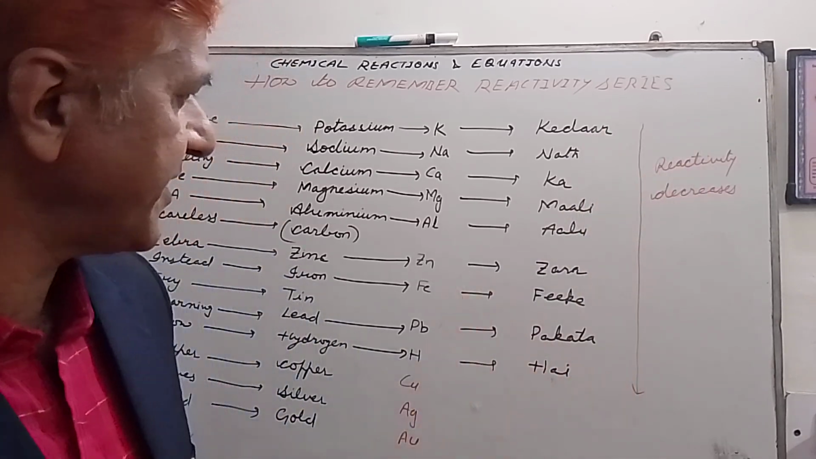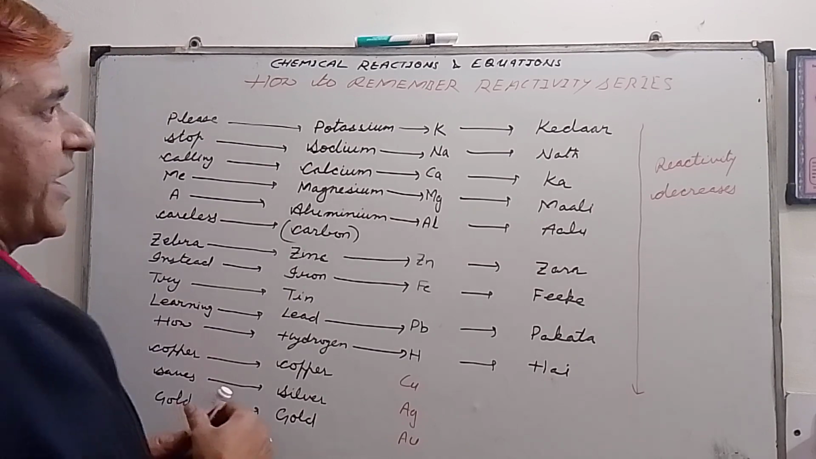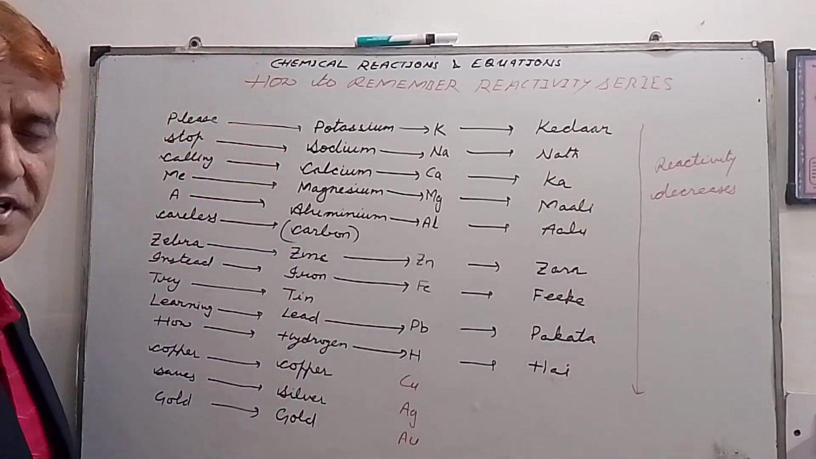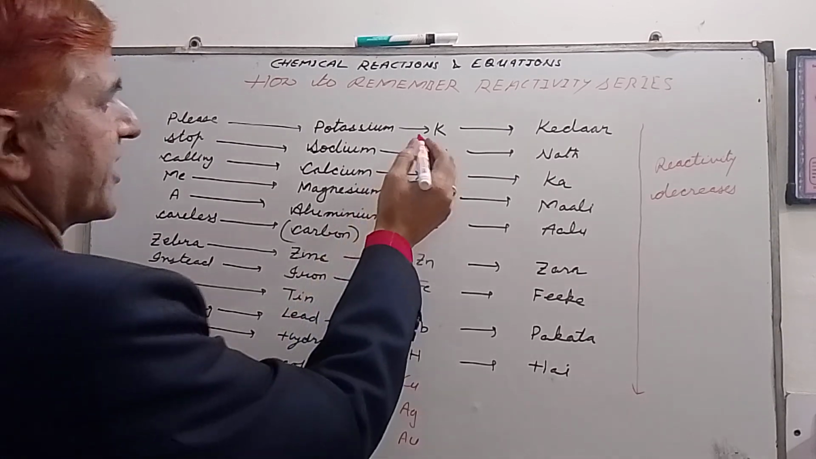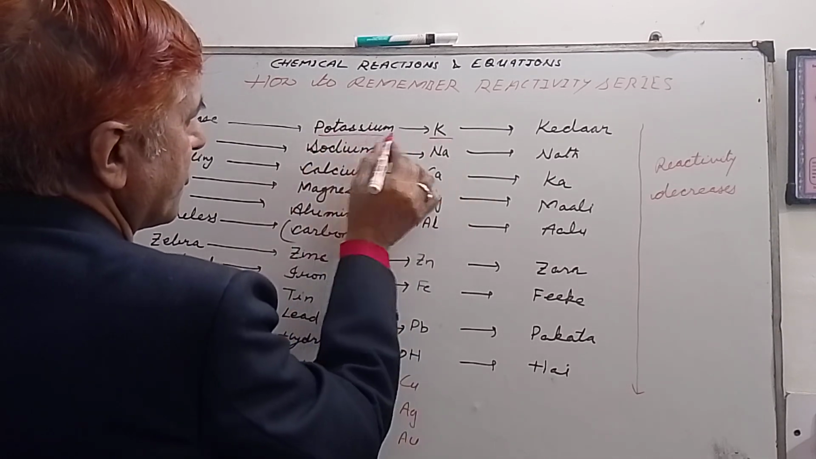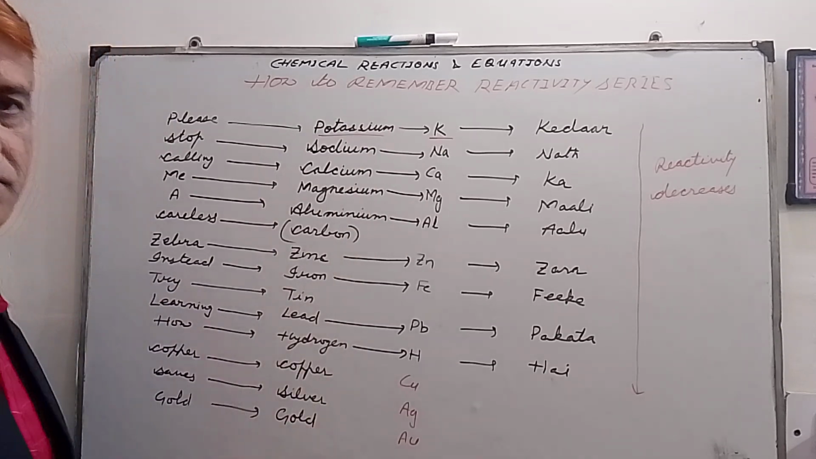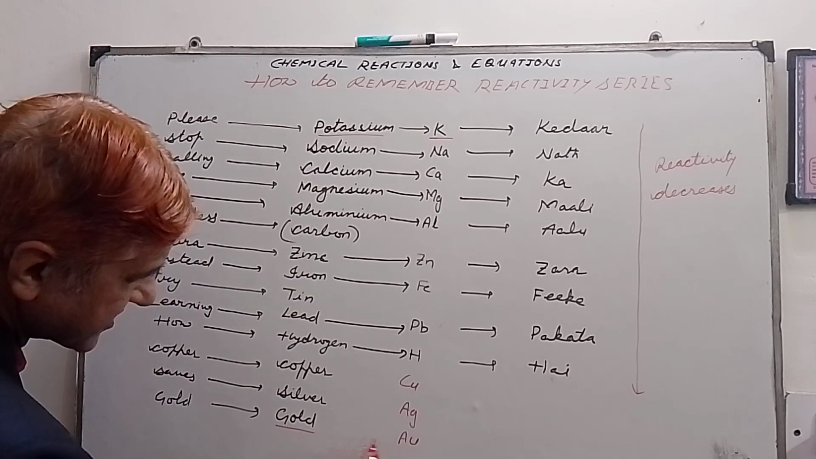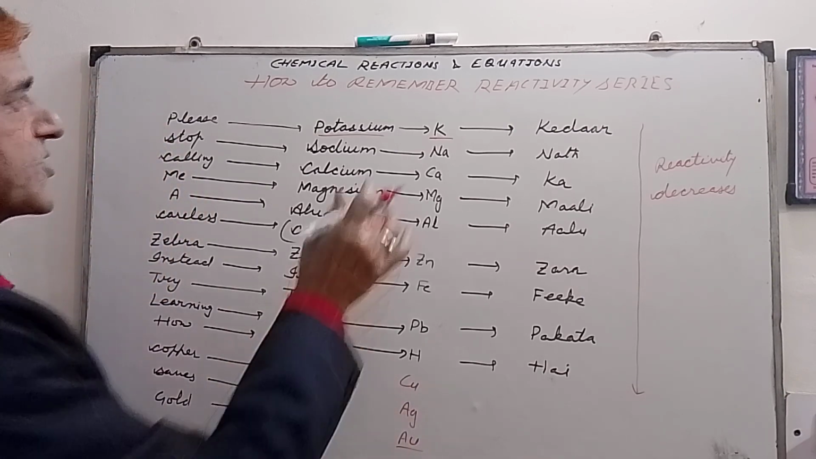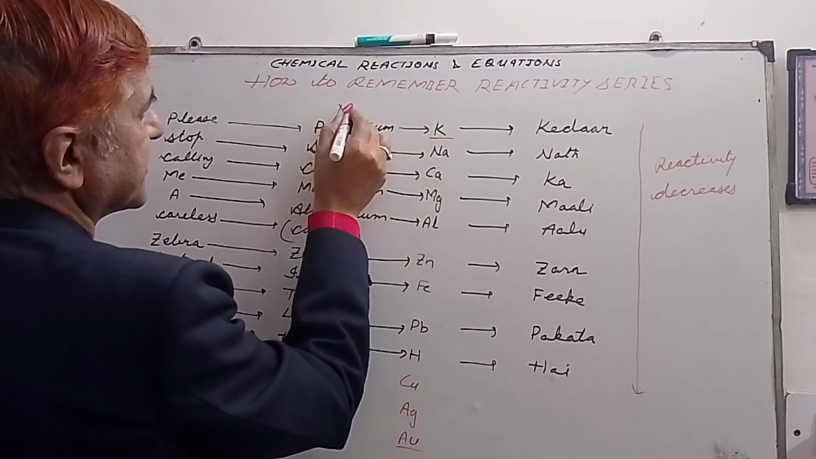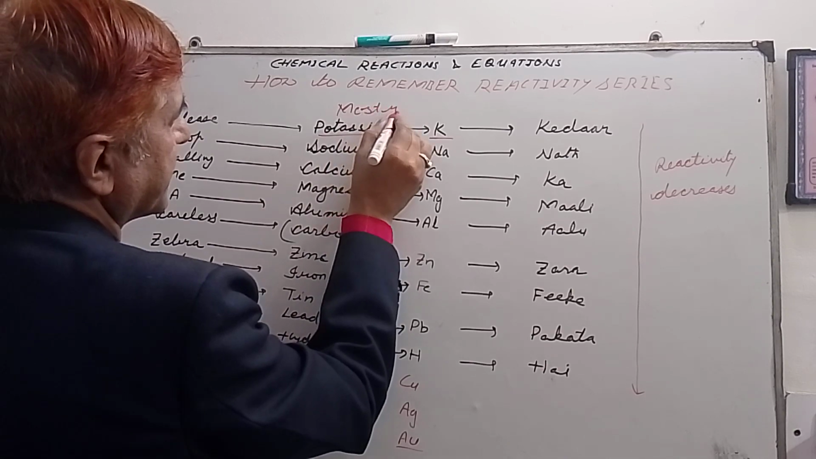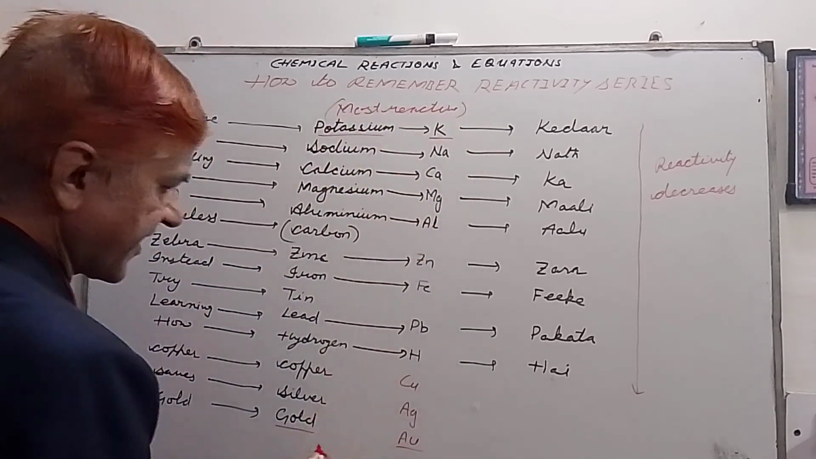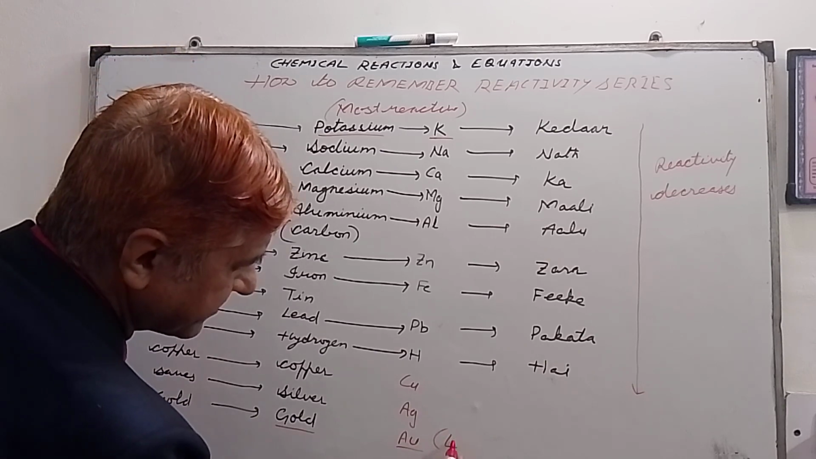Here let me tell you, as we go down the series, reactivity decreases. It means that potassium is the most reactive metal and gold is the least reactive metal here.